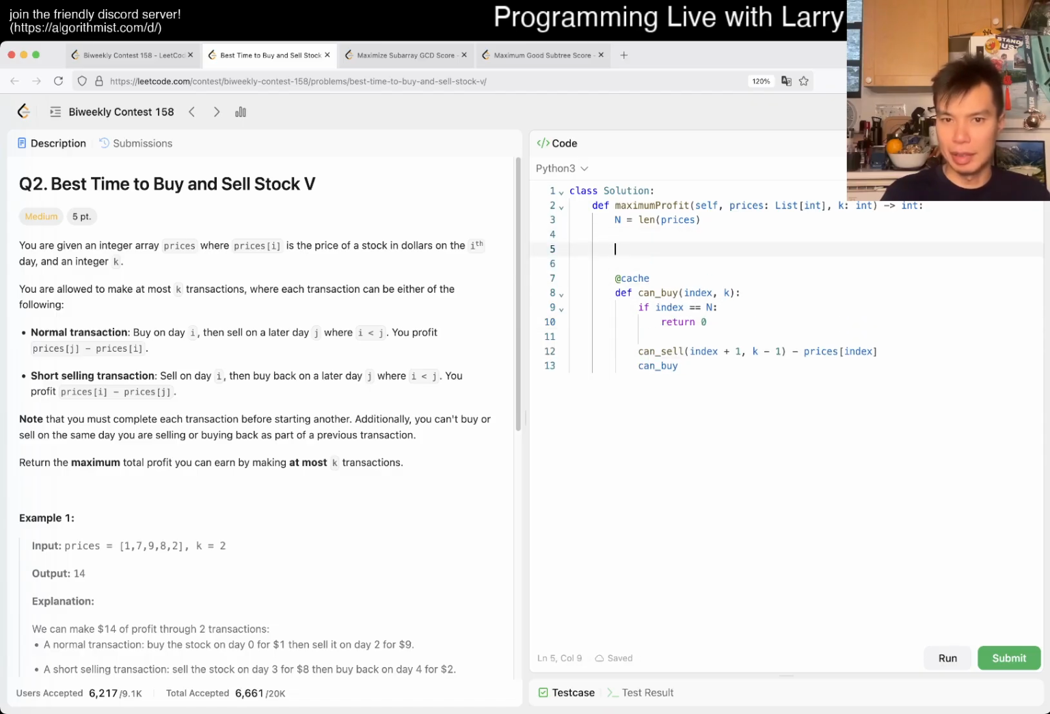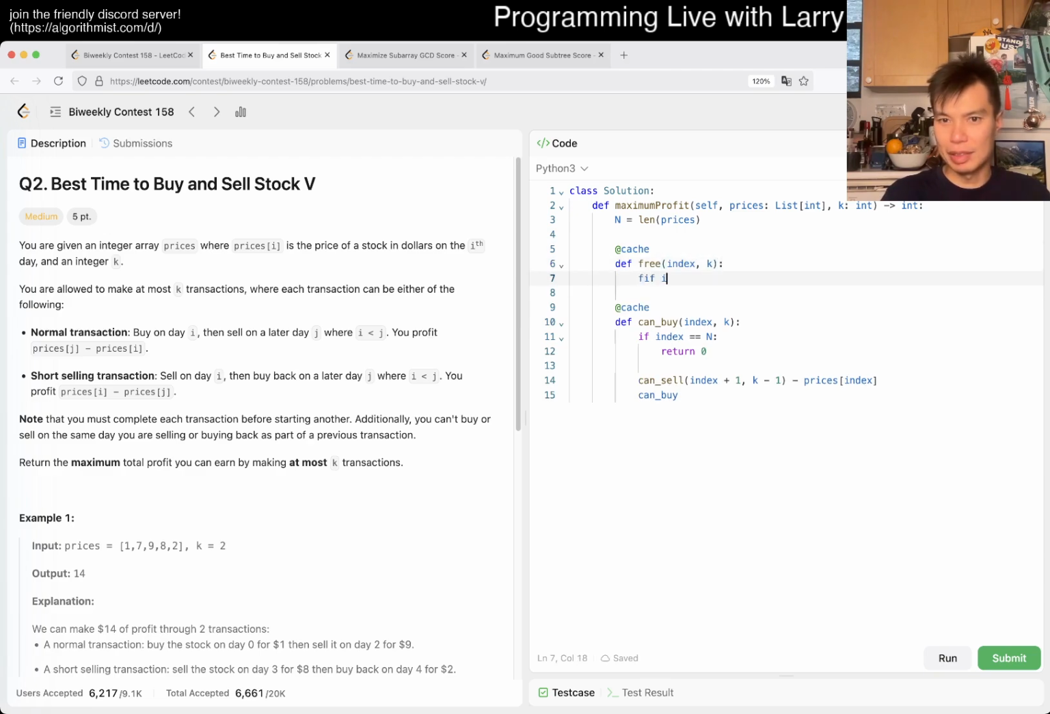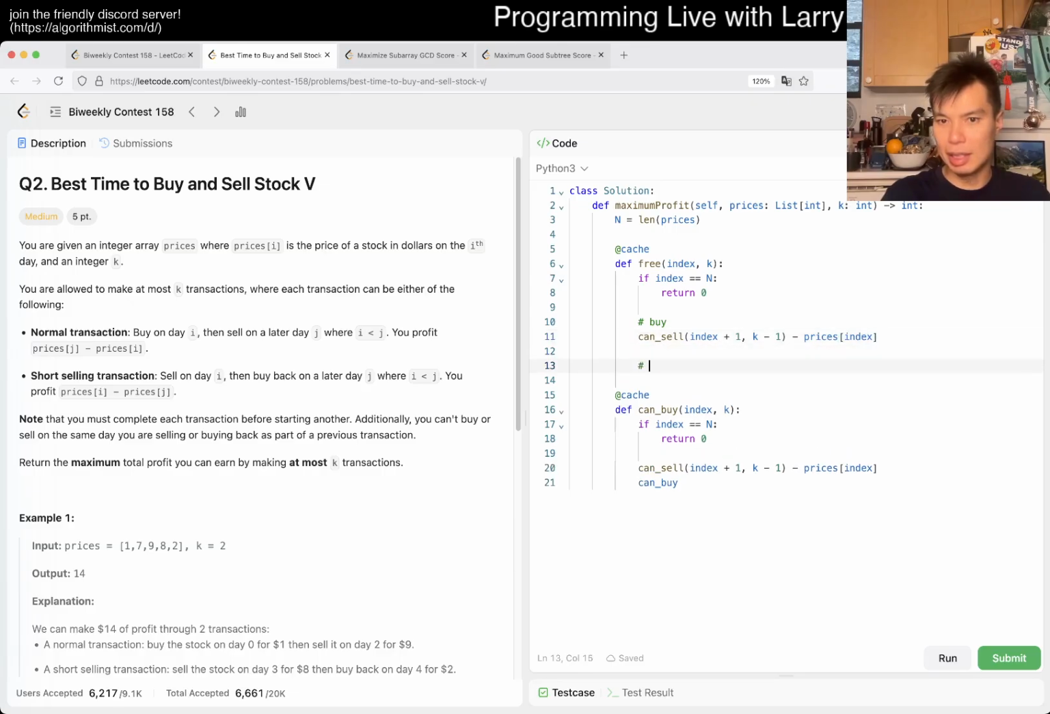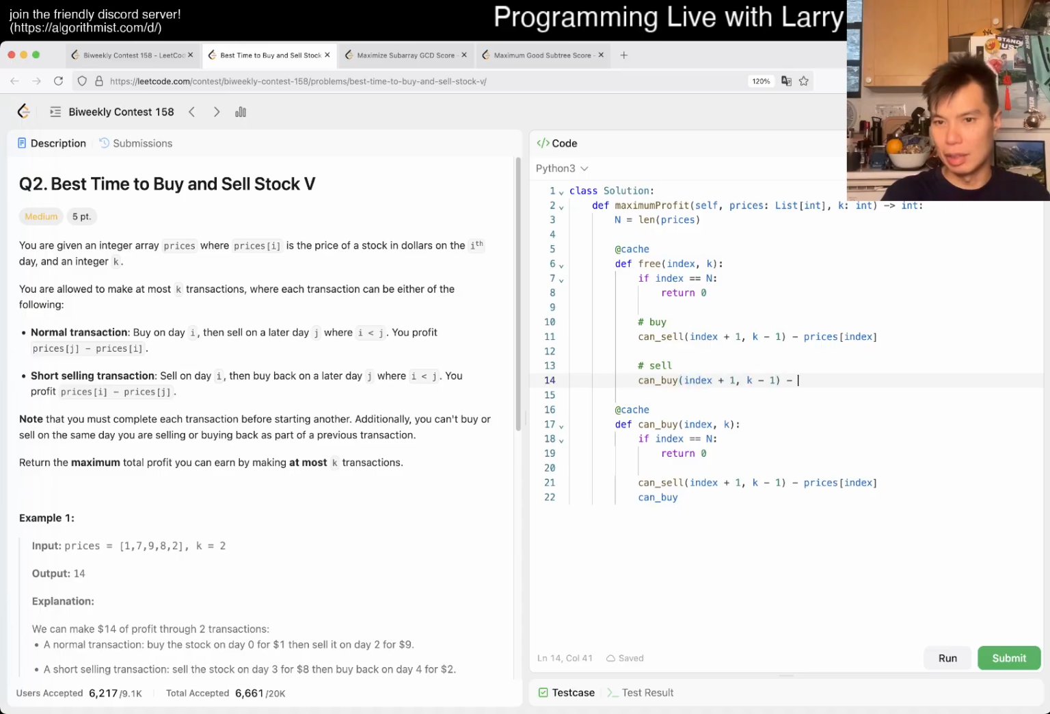Okay. Free will maybe, like a free action, say. So if index is equal to n, then we return 0. Otherwise, we can either buy. So we can buy. If we buy, then we do a can sell, right? So can sell index plus 1, k minus 1, minus prices of index. We had that. Then sell is going to be can buy back index plus 1, k minus 1, plus prices of index.